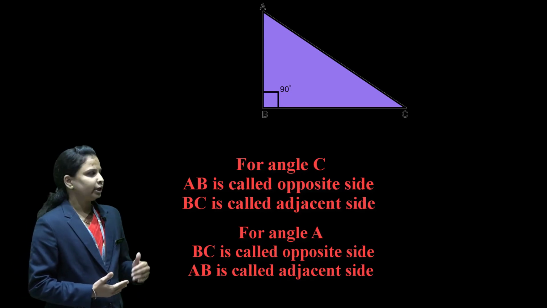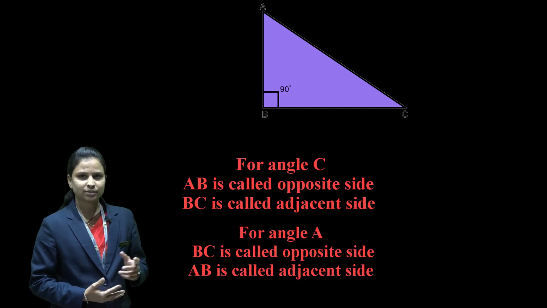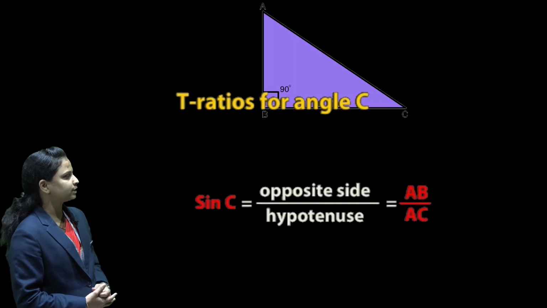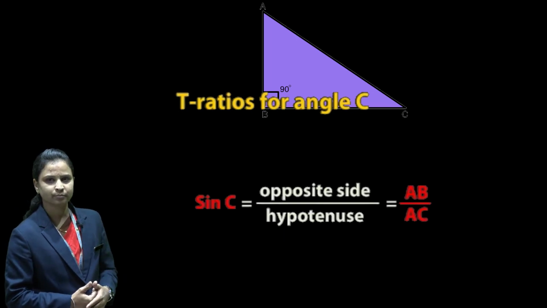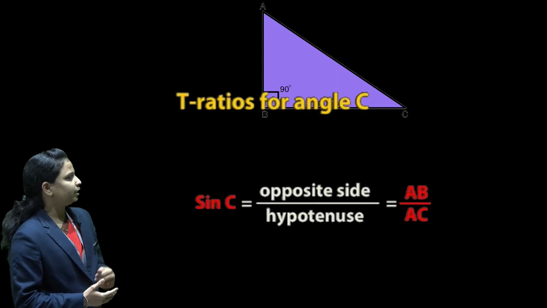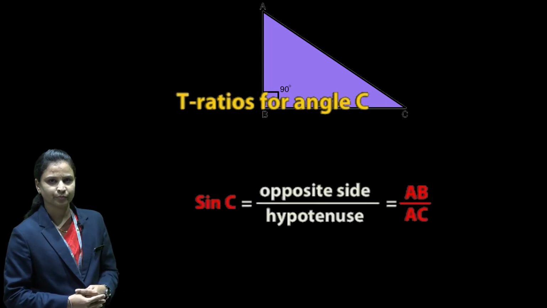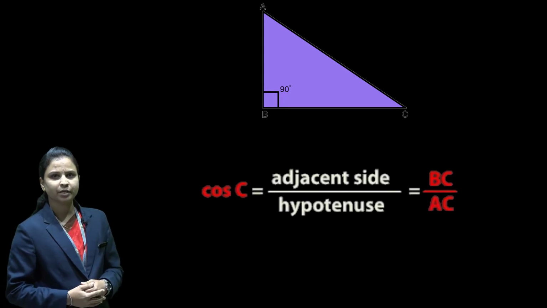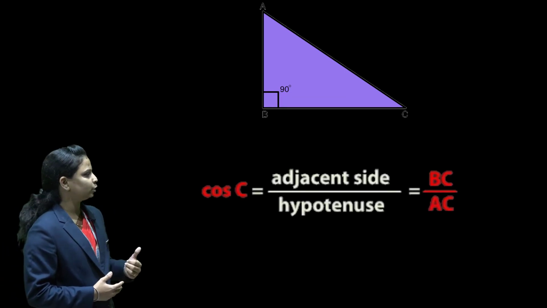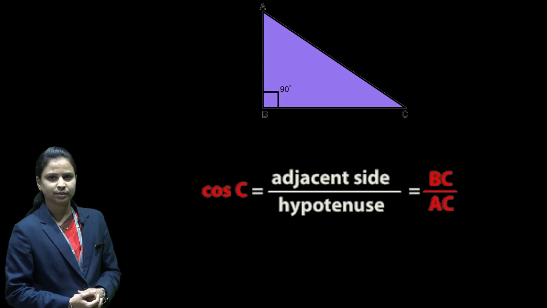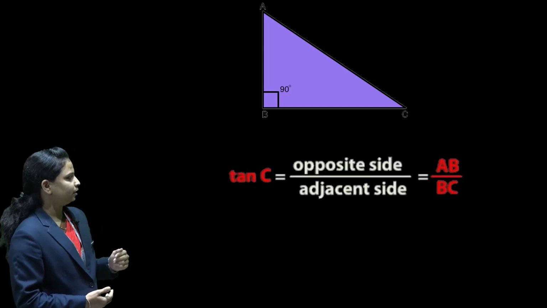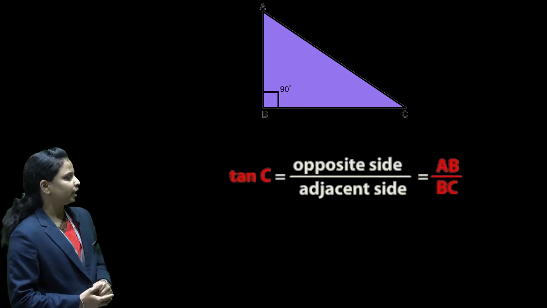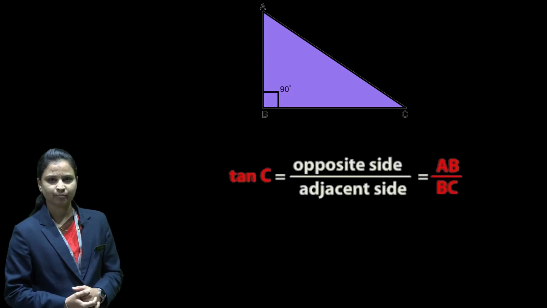Here trigonometric ratios are defined as follows. Sin C is equal to opposite side divided by hypotenuse, is equal to AB divided by AC. Cos C is equal to adjacent side divided by hypotenuse, is equal to BC divided by AC. For tan C, opposite side divided by adjacent side is equal to AB divided by BC.